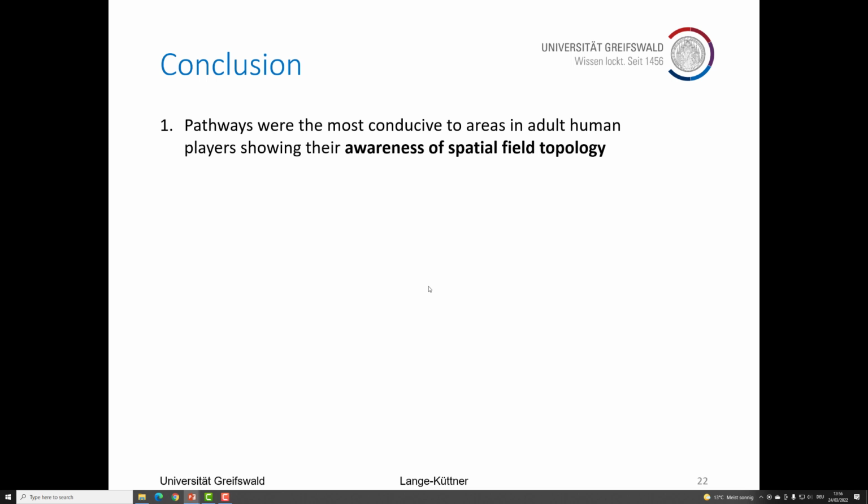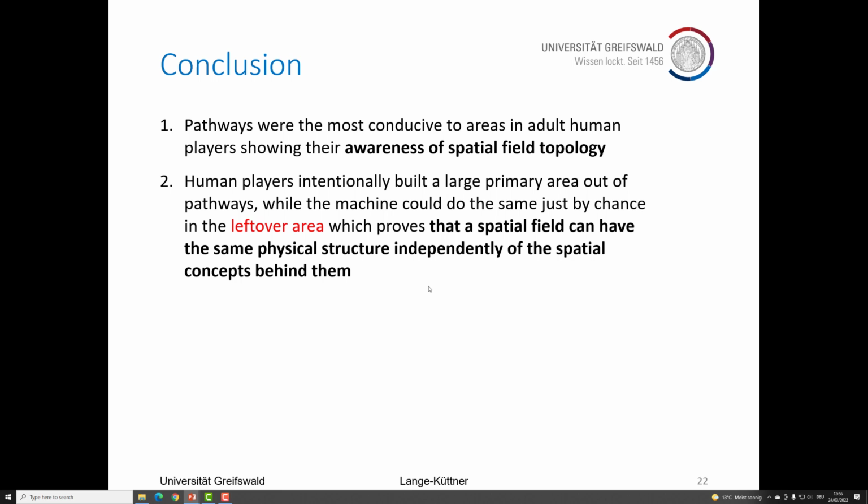So what is the conclusion? Pathways were the most conducive to areas in adult human players, showing their awareness of spatial field topology. Human players intentionally built a large primary area out of pathways, while the machine could do the same just by chance in the leftover area, which proves that a spatial field can have the same physical structure independently of the spatial concepts behind them.